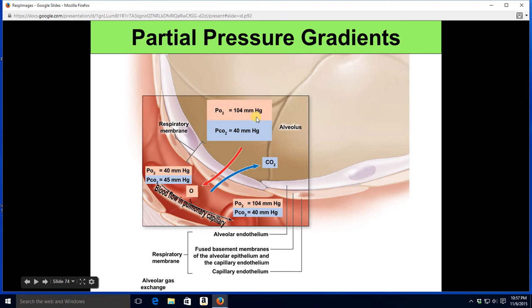All right, you may wonder, well, shoot, 104 to 40 is a difference of 64. 45 to 40 is a difference of only 5. Why is there such a bigger gradient for oxygen compared to that of CO2? The reason boils down to solubility. Oxygen is far less soluble in water, thus in blood, than CO2 is. So basically the way to think about it is because oxygen doesn't dissolve as well, it needs a bigger push to get into, or out of for that matter, solution.